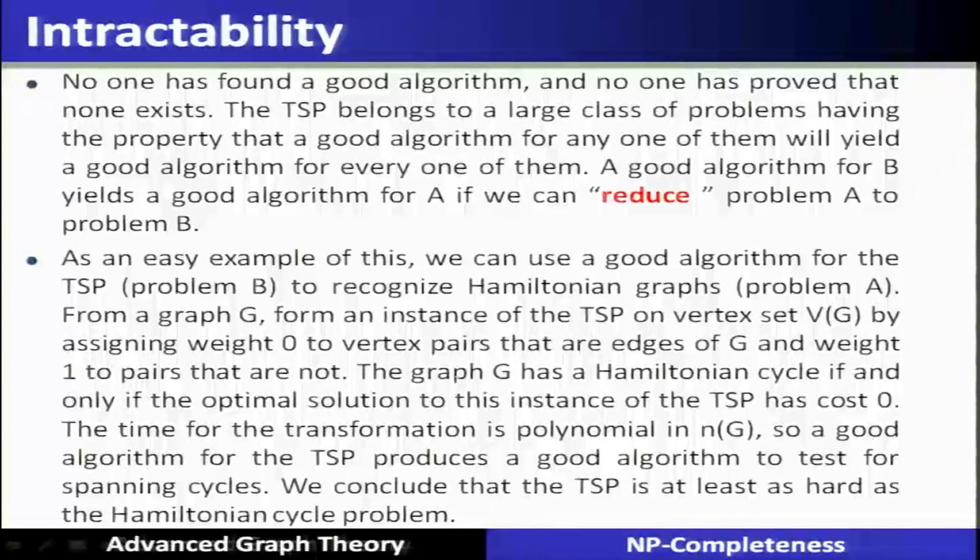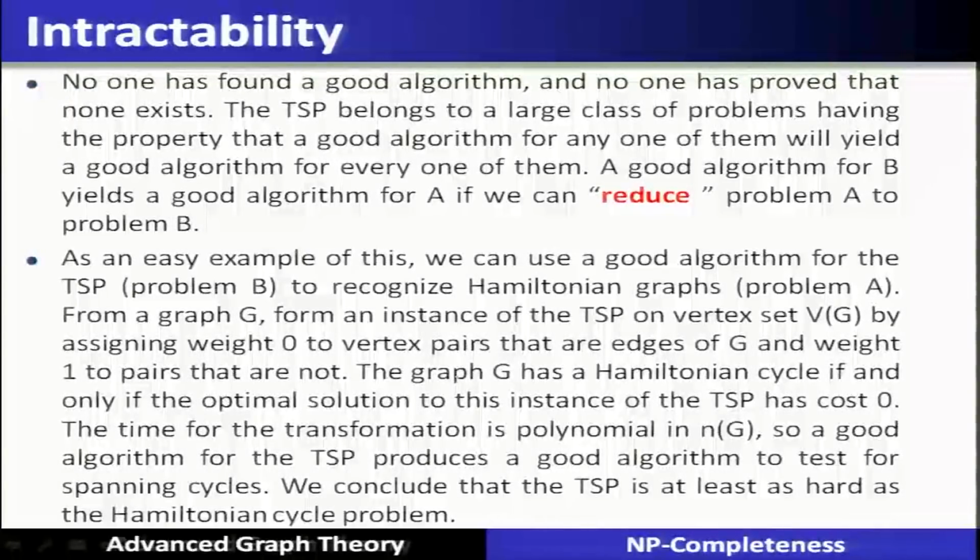Now, from the graph G, form an instance of the traveling salesman problem on the vertex set of G by assigning weight 0 to the vertex pairs that are the edges of G and weight 1 to the pairs that are not present. So, the graph G has a Hamiltonian cycle if and only if the optimum solution to this instance of the traveling salesman problem has cost 0. The time for the transformation is polynomial in the size n of G.